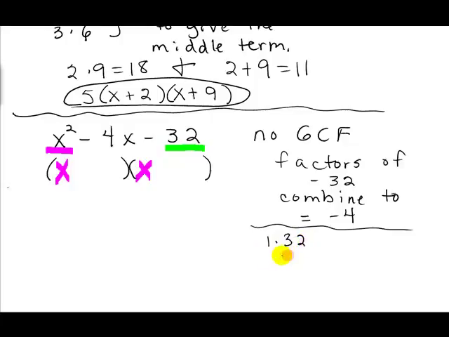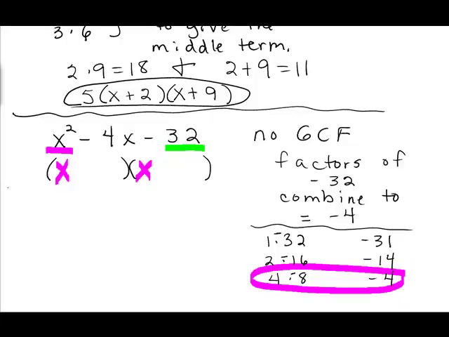So when we list our factors, 1 times 32, 2 times 16, 3 won't go, 4 times 8. We need to make the large number here negative before we do our combining. So this would combine to give us negative 31, negative 14, negative 4. And so again, we have a winner. So in our two sets of parentheses, we will use positive 4, negative 8.